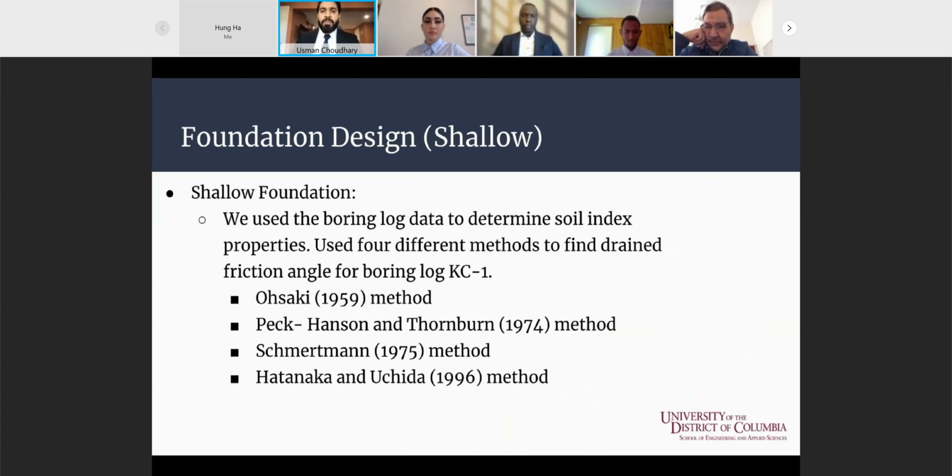For the foundation of our office building, we designed two types: shallow foundation and deep foundation. A reinforced concrete foundation or footing transmits load from a structure to supporting soil. In this project, square spread footings are designed based on the nature of the load, properties of the footings, and properties of the soil. We use the boring log data to determine soil index properties. We use four different methods to determine the drained friction angle from the boring log, and after reviewing the results, we decided to move forward with the Terzaghi 1959 method.